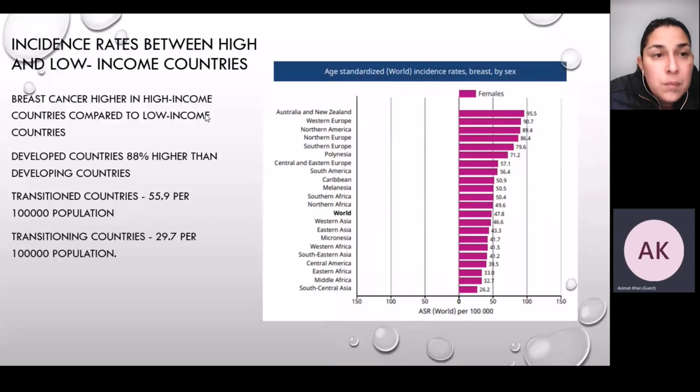These rates are mainly due to the fact that high-income countries have the means to support treatment for breast cancer, and they are able to diagnose cancer faster than low-income countries. Low-income countries cannot. They mostly diagnose cancer during the last few stages, and that's when it is more costly to cure cancer.